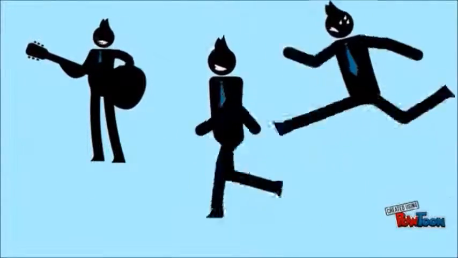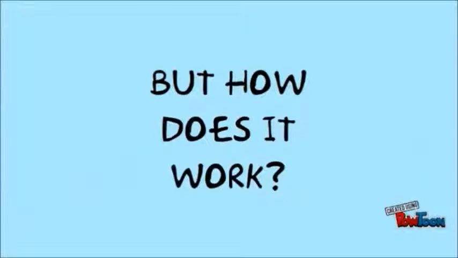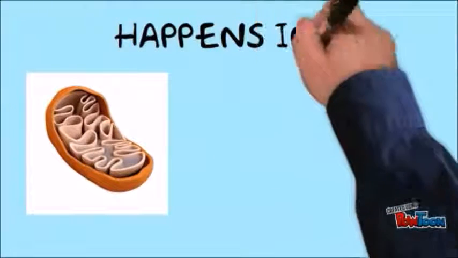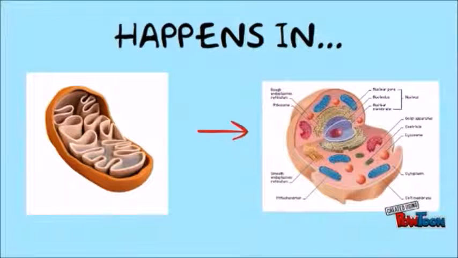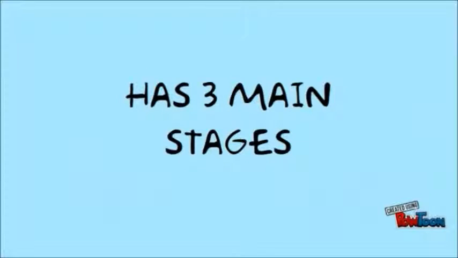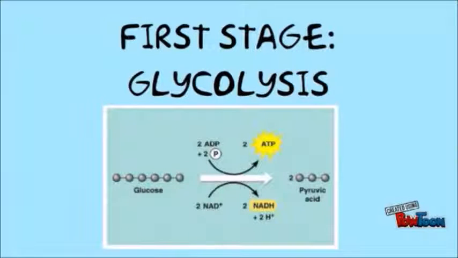It occurs when we play guitar, when we walk, or when we run. But how does it work? Cellular respiration happens in the mitochondria, which is a part of a cell, which is part of our body, and it occurs in 3 stages. First stage is the glycolysis stage, where chemical energy is harvested by oxidizing glucose to pyruvate.